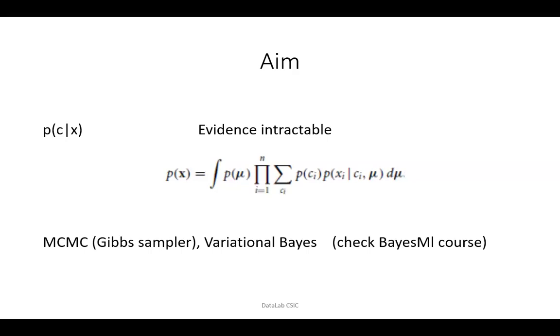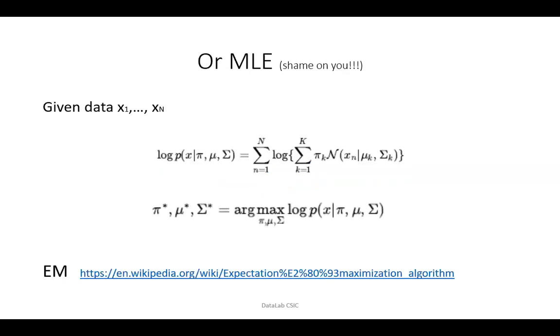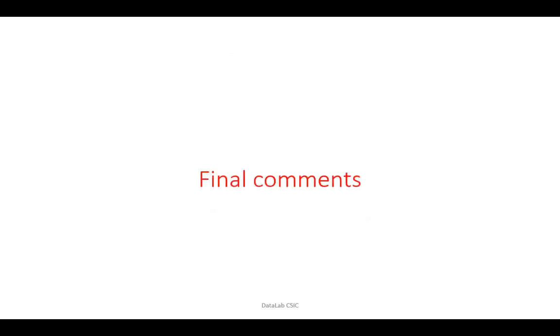We want to get the distribution of the labels given the data, and the problem is that this is very difficult to handle, and you need tools that we'll see later on, in a few weeks. The other possibility is to do maximum likelihood. And for this, there's a super popular algorithm, very important to know if you have time, which is the expectation maximization algorithm.